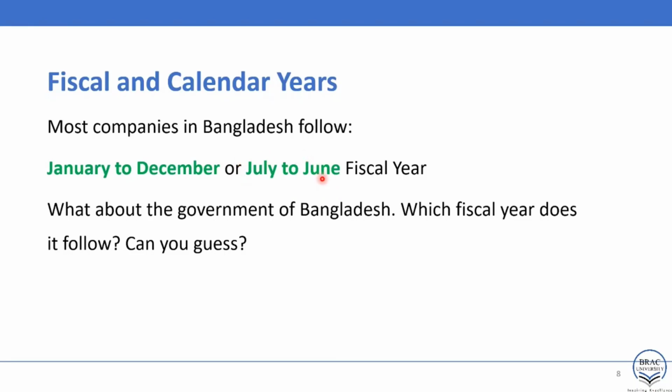Okay, so just think about the government of Bangladesh. They have their income, their expenses, their assets, something like that, right? So they also have to prepare financial statements. So in their accounting recording process, what do you think? Which fiscal year does it follow? Can you guess? I'm making it simple for you. Do they follow January to December or July to June policy?